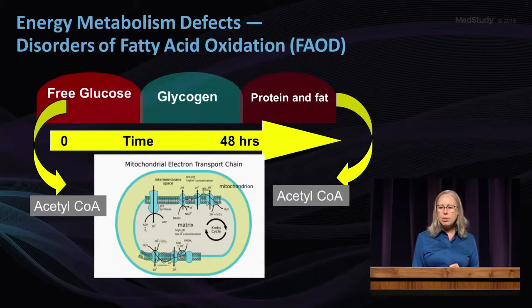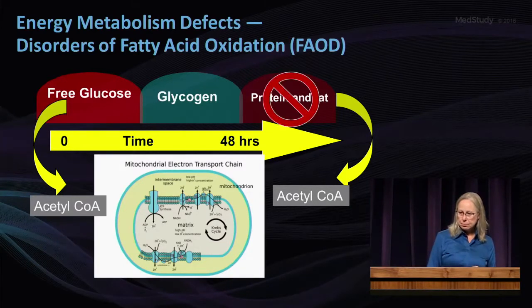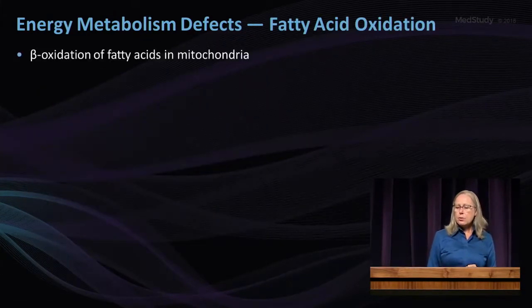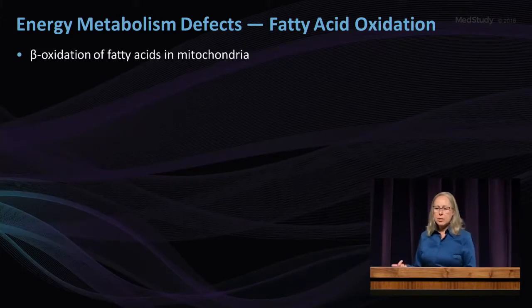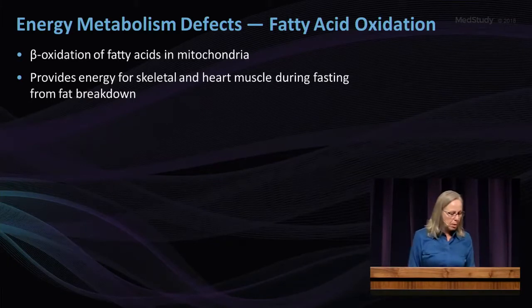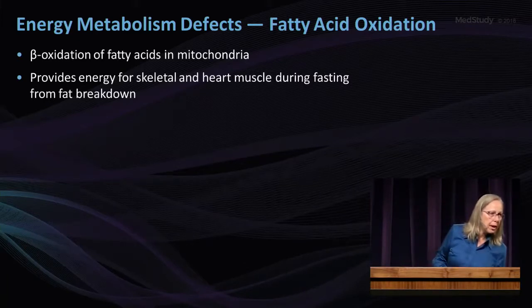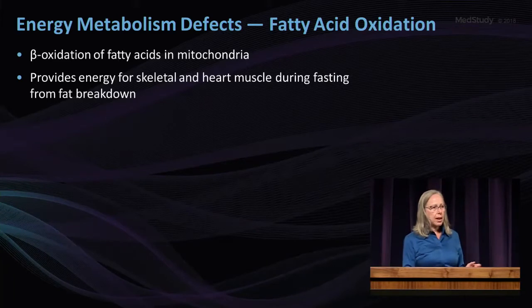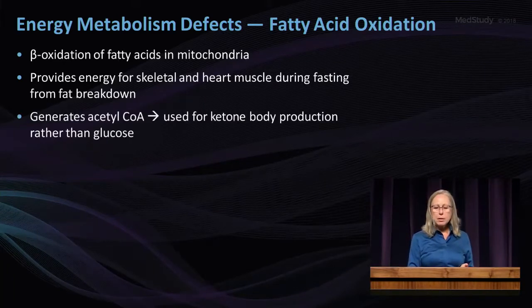All right, so let's start with the fatty acid oxidation. So this is the beta oxidation of fatty acids in the mitochondria, and it provides energy for the skeletal and heart muscle during fasting from fat breakdown. So even though I'm up here drinking my caffeine with lots of milk and sugar in it, I'm relying on my fatty acids to keep me going. So that's your normal metabolism. If you can't do that, then you're going to continue to slow down and be hypoglycemic.